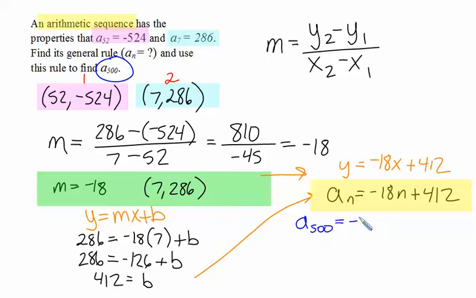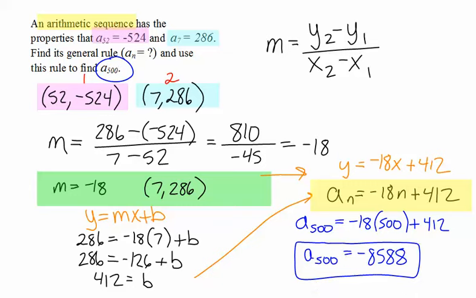Show me the plug-in. So we replace n with 500, and then you can actually allow the calculator to do the calculating. So negative 18 times 500 plus 412 is negative 8,588. The 500th term is negative 8,588, and we have answered the question. But please remember, all of this work can only be done when you know that you have an arithmetic sequence.